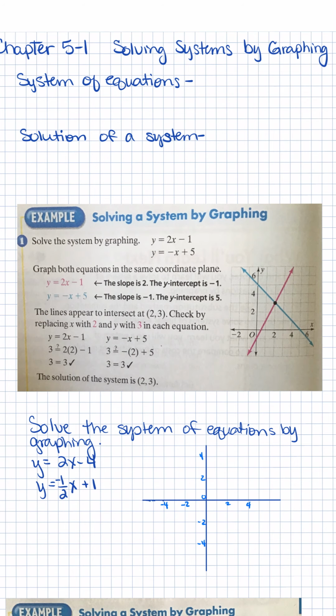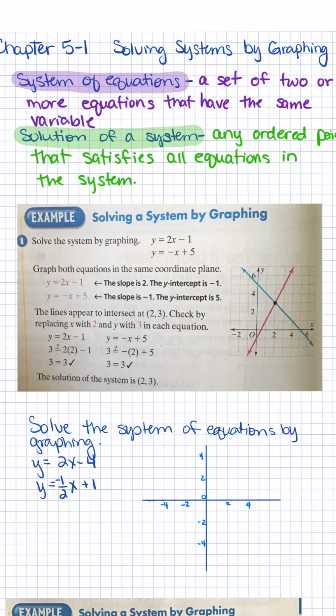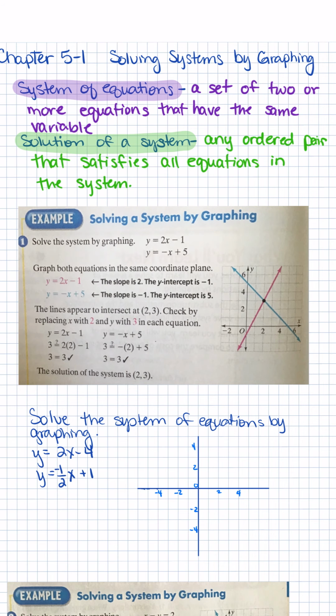Let's write that down. A system of equations: a set of two or more equations that have the same variable. The solution of a system is any ordered pair that satisfies all equations in the system. Let's write that down. A solution of a system: any ordered pair that satisfies all equations in the system.